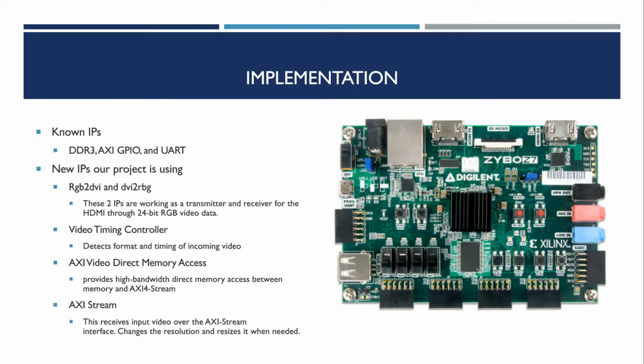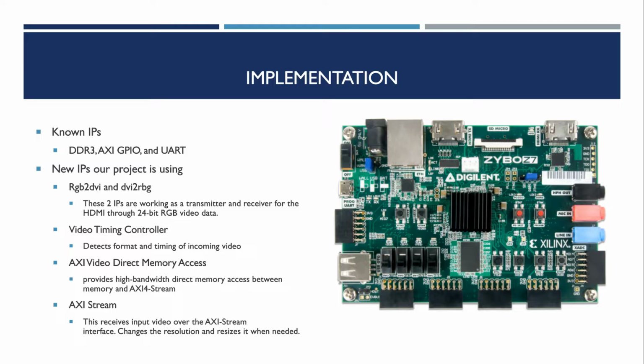This IP allows us to transmit and receive HDMI through 24-bit RGB video data. The next IP we used was a video timing controller IP. This IP formats the timing of incoming videos, and also this is what allows us to stop and start streams.